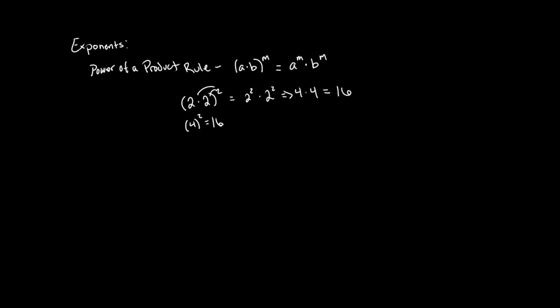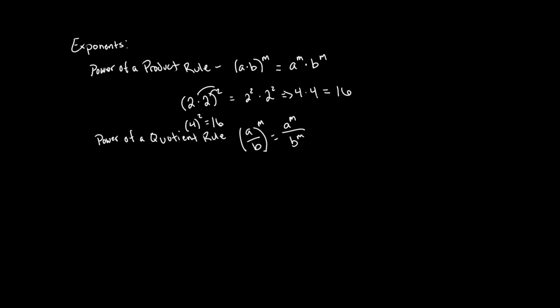And the other one is basically the same rule for the quotient, or for fractions pretty much. It's called the power of a quotient rule. And it's stating that A over B, raised to the M, is equal to A to the M over B to the M. And the same rules apply. If you work it out the hard way like I did above, you'll see that it's true.